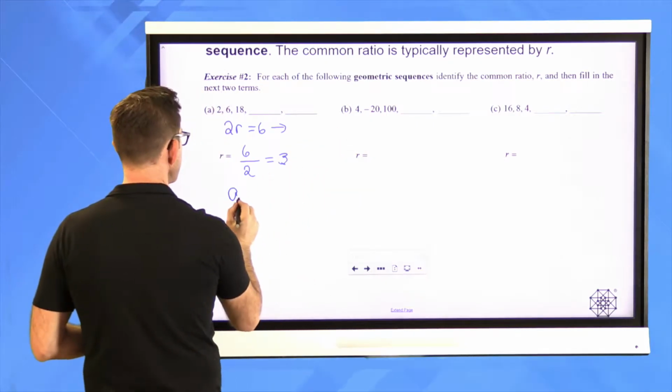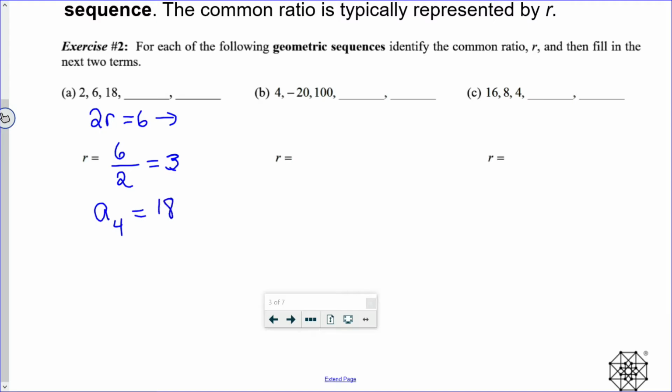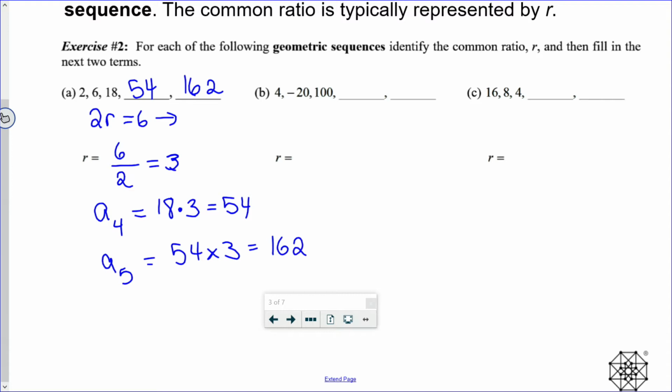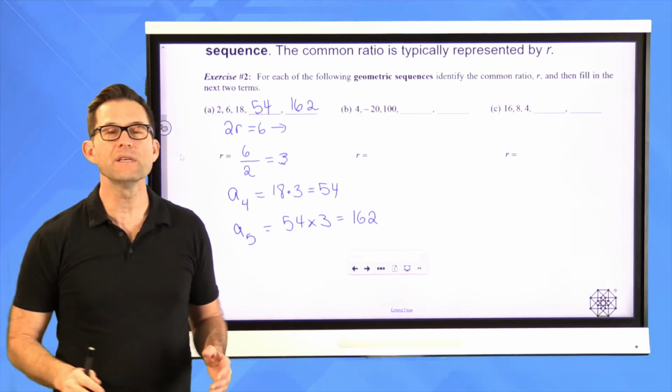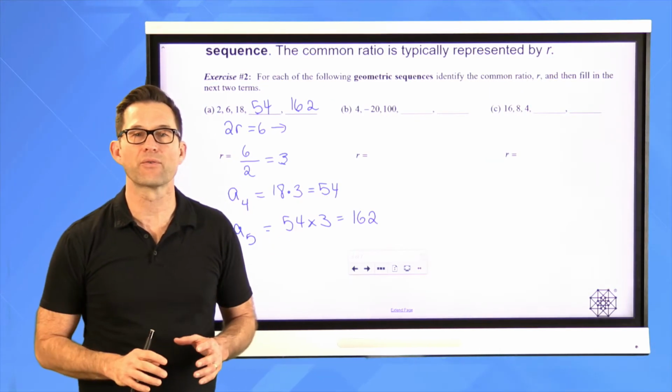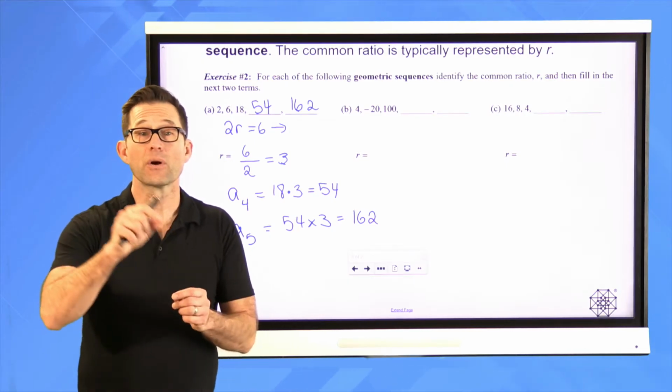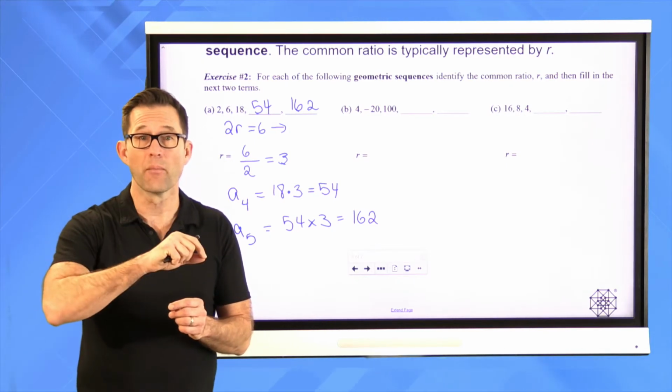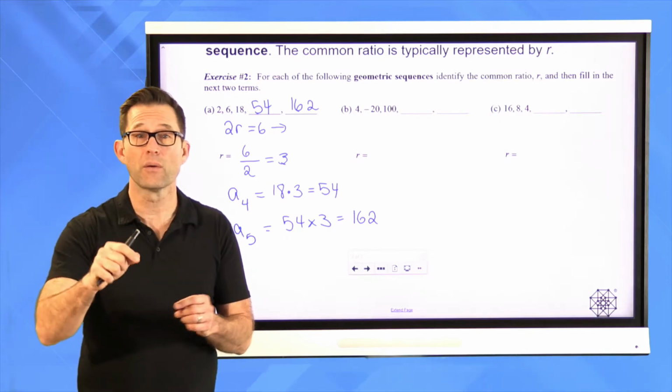So for instance, in this case, A4 is going to be 18 times 3, and that's going to be 54. On the other hand, A5 is going to be 54 times 3, which is 150 plus 12, which is 162, right? So it's easy enough. Once you know you have a geometric sequence and you know that each term is just this number, r, times the previous term, it's pretty easy.